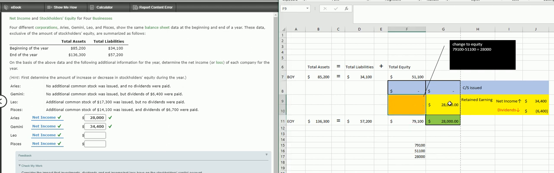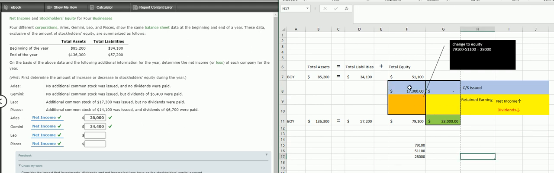So when I get rid of this, get rid of that, get rid of this, get rid of that, okay? And then I'm going to go with the third scenario. The owners made an investment of 17,300 stock issued. So this number is 17,300, okay?